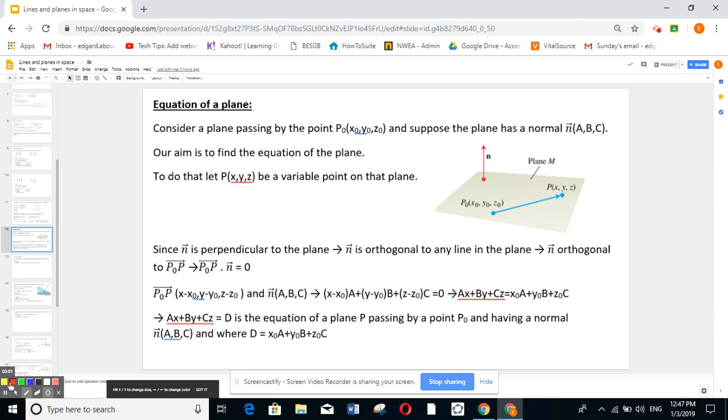Hi students, we're going to continue with the lines and planes video, part 2. Before, we talked about the equation of a line. Now I'm going to talk about the equation of a plane.